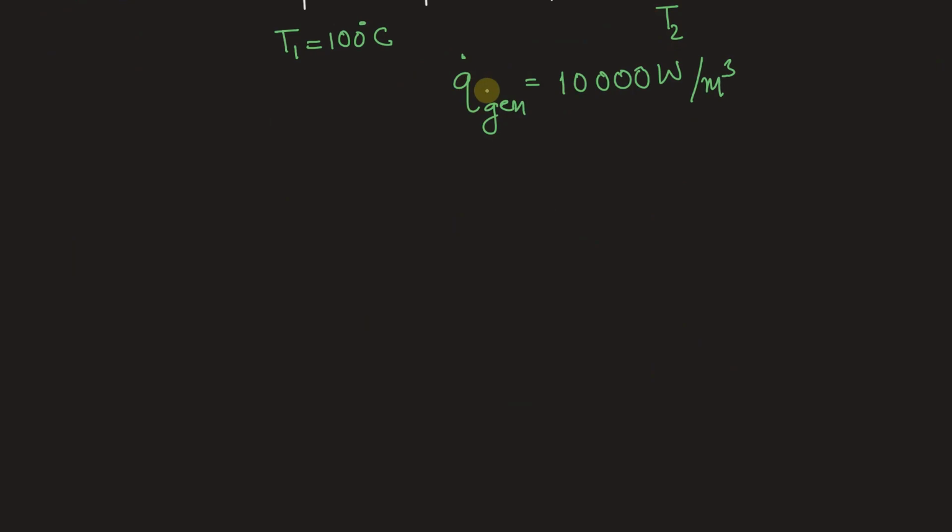The heat generated in the central slab is dissipated through the left and right slab, right? Means left and right face. So we can write heat generated in the central slab is equal to heat flow in the left plus heat flow in the right slab. Let this be equation number 1.